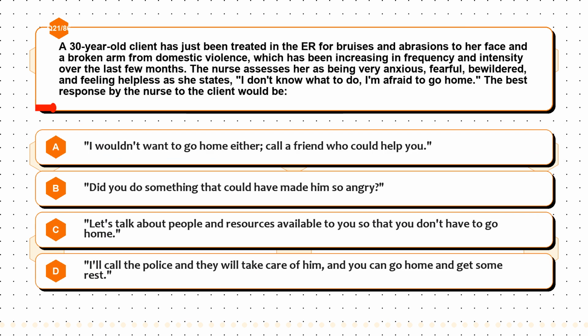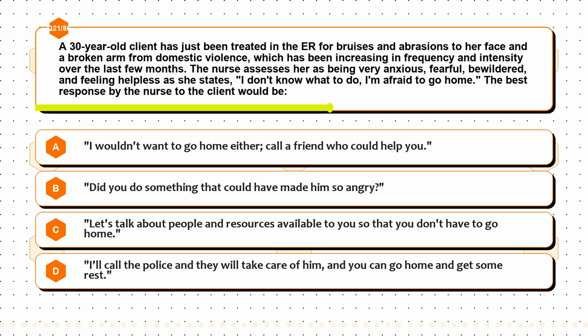A 30-year-old client has just been treated in the ER for bruises and abrasions to her face and a broken arm from domestic violence, which has been increasing in frequency and intensity over the last few months. The nurse assesses her as being very anxious, fearful, bewildered, and feeling helpless as she states, "I don't know what to do, I'm afraid to go home." The best response by the nurse to the client would be, here are the options.